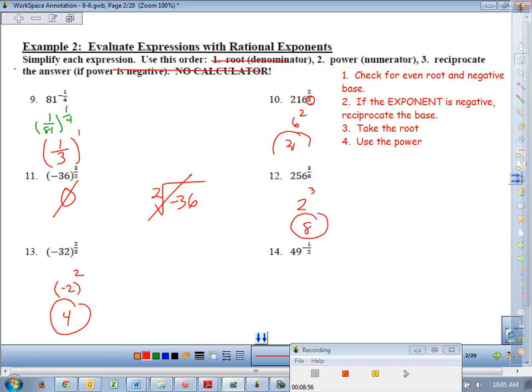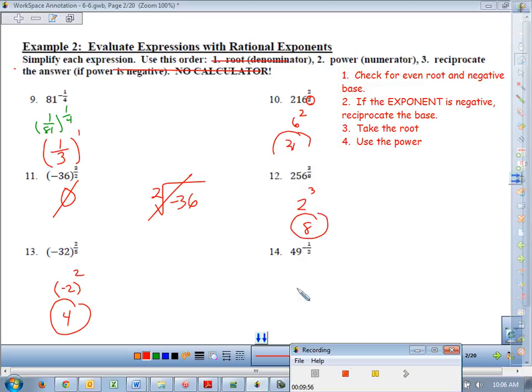You and your pal on 14 decide if we can do it or if we can't. Can we do number 14? What do you think? Yes or no? The answer is yes. A lot of people see that negative, and they're like, oh, you can't do it. You've got an even root and a negative. It's not a negative base. It's a negative exponent. So we can do it because the base is positive.